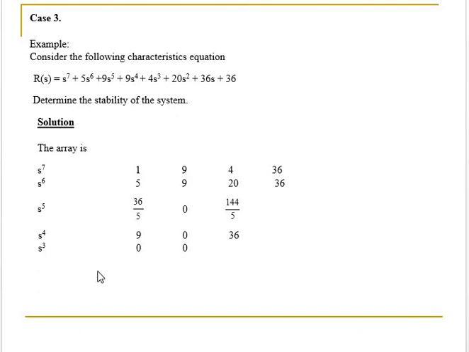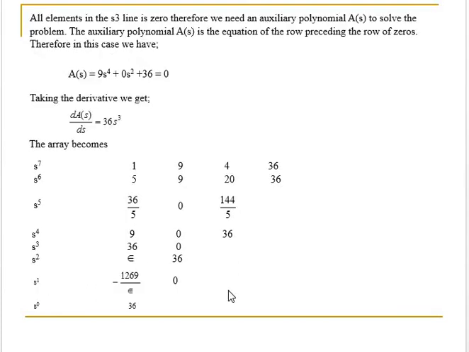Okay, there is a problem here because you see S3 is 0. All the elements in the s power 3 row are 0. Therefore we need an auxiliary polynomial A(s) to solve the problem. If we find it like that, we need the auxiliary polynomial. The auxiliary polynomial A(s) is the equation of the row preceding the row of 0.